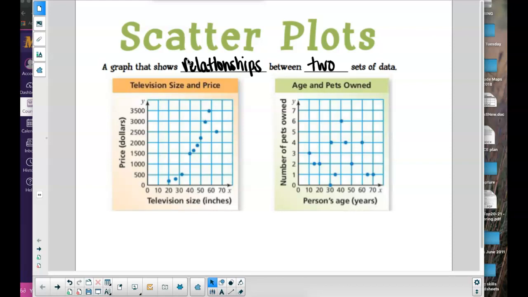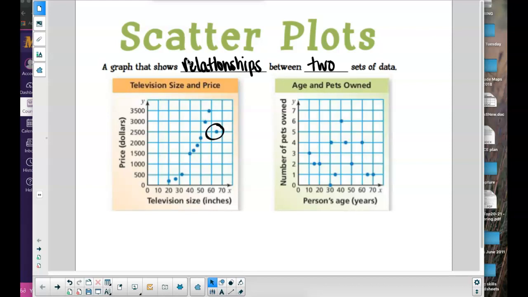Now, can we have a big TV that costs less than a smaller one? Absolutely, that can happen, right? It can be on sale. That's why this one right here, the 65-inch TV, is cheaper than the 55-inch TV, but maybe it was on sale. But in general, we can say as the size goes up, the price goes up.